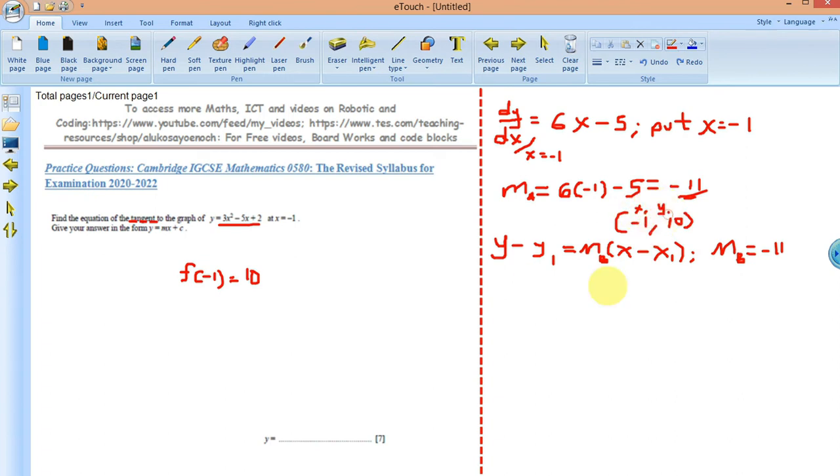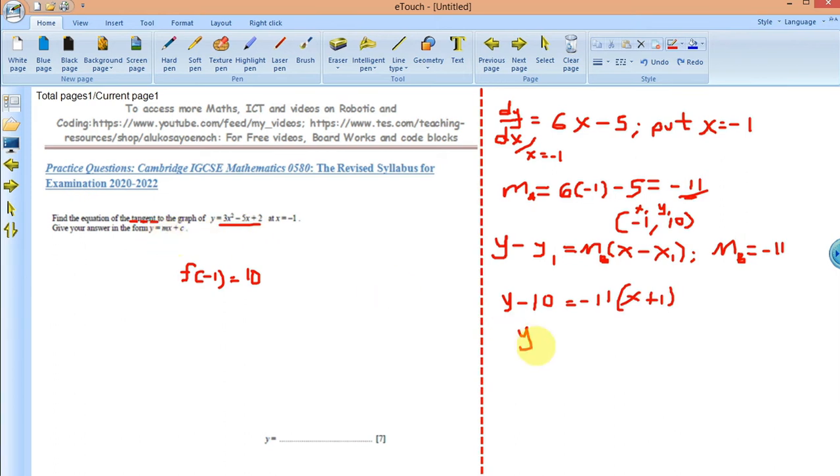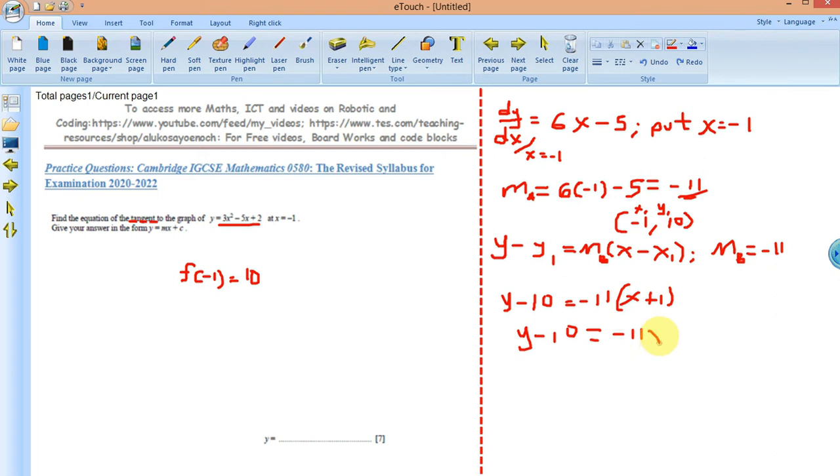Then go ahead and substitute now. So I have y minus 10, sorry about that, guys. So this is y equals to, and the gradient is minus 11 into x, then minus minus 1, so that will be plus 1. I want to make y subject of formula, because I want to write it in intercept form. So let's just continue like this. y minus 10 equals to, let me open up brackets first. So I have minus 11x minus 11.